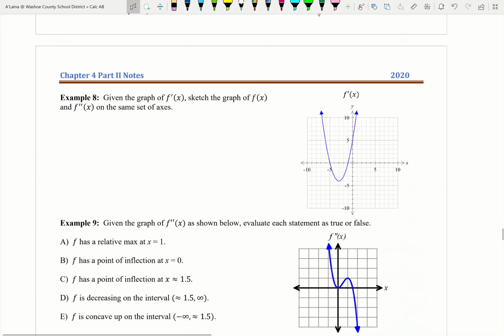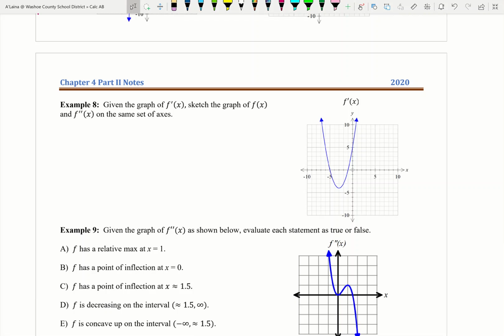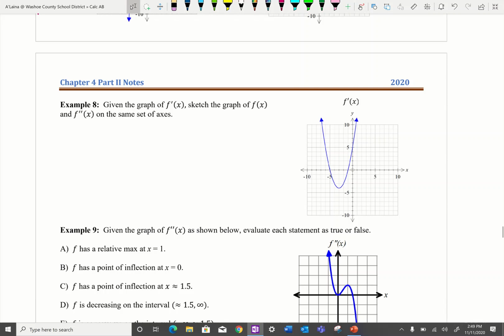Example 8 on the next page, you're now thinking backwards. This time, this is f prime. And what we want to do is sketch the graph of f. So we want to work backwards a little bit here. And then we also want to sketch the graph of f double prime, which is that forward thinking that we were just practicing. You might even want to do f double prime first. But go ahead, pause the video, and give this a shot.